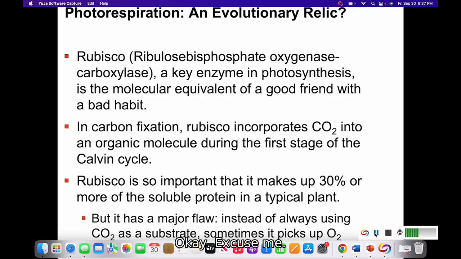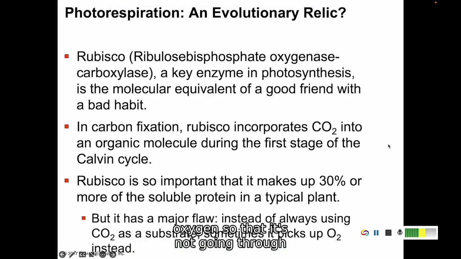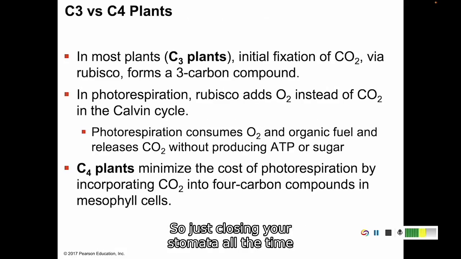So the plant needs to get lots of carbon dioxide into your chloroplast and needs to get rid of oxygen so that it's not going through photorespiration and wasting energy to run the Calvin cycle without making sugar. So just closing your stomata all the time isn't a great way to run photosynthesis.